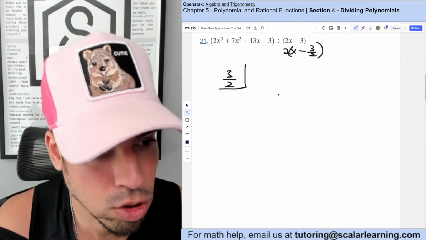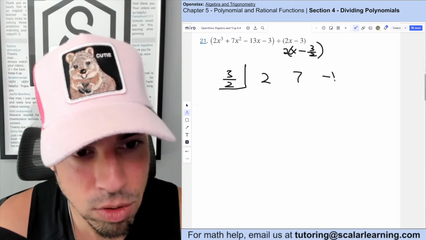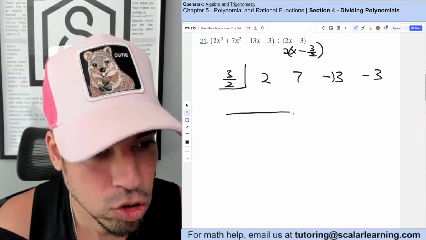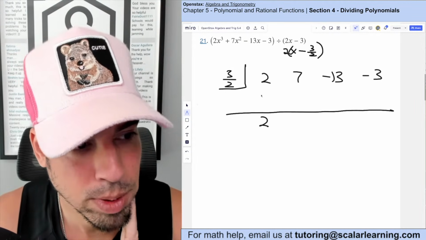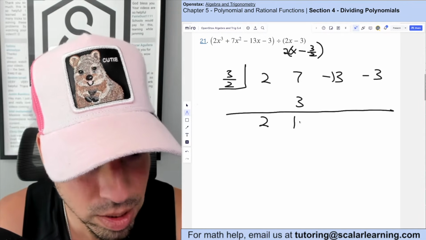And then we list our coefficients in order. We got 2, 7, negative 13. Don't forget the minus sticks to the number, and negative 3. Drop a line below and begin. So first we drop this 2, then we multiply against the box. 2 times 3/2 is 3. 7 plus 3 is 10.